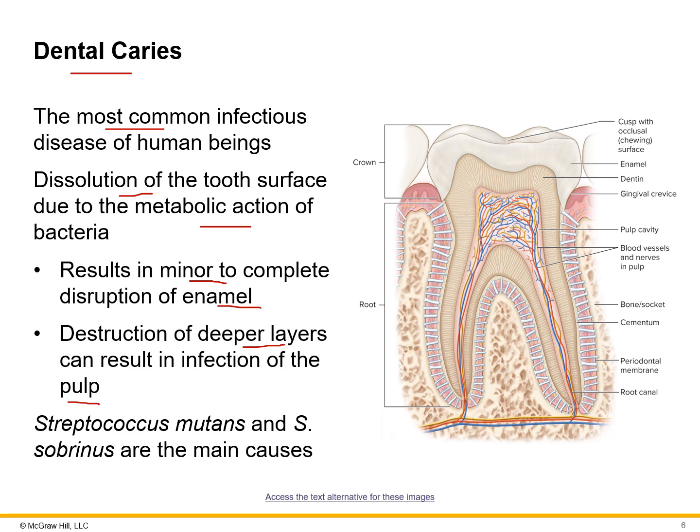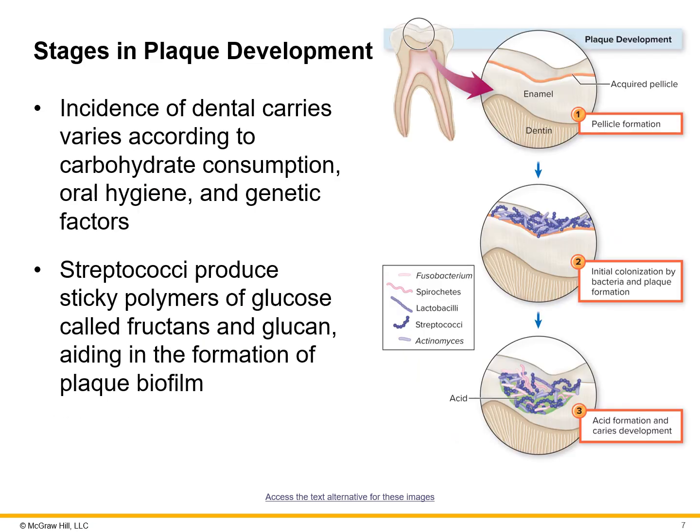So we see over here in our picture this pulp cavity. Again, it's just getting into the deeper layers of the tooth, not the superficial parts. Now, lots of organisms can cause these, but the two main causes are Streptococcus mutans and Strep sobrinus. These are the two main causes, not the only ones, of dental cavities.